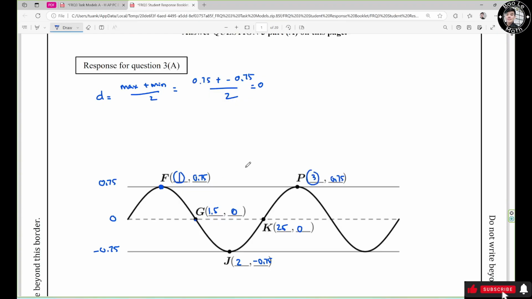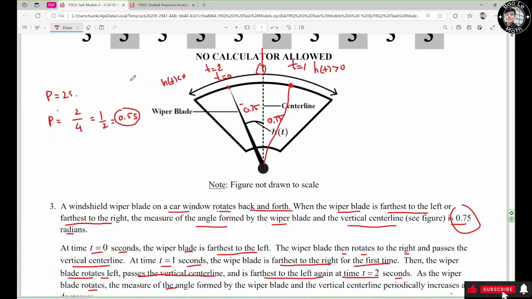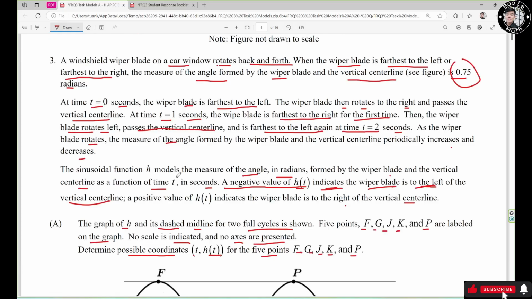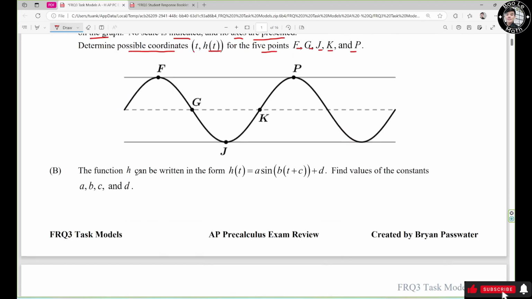3 subtract 1 equals 2, yes, this is correct. Okay. Now, after you have the coordinate points of 5 points, you're going to move on to the next one, question B right here.